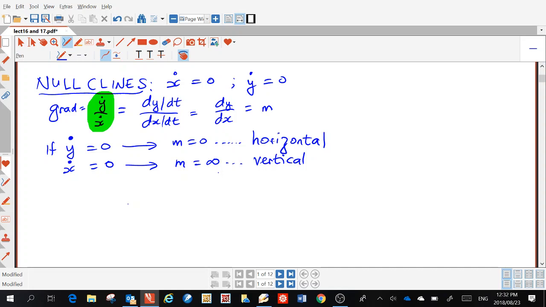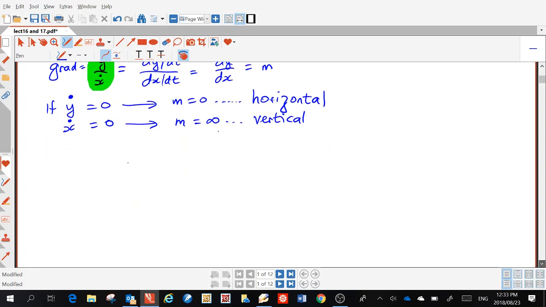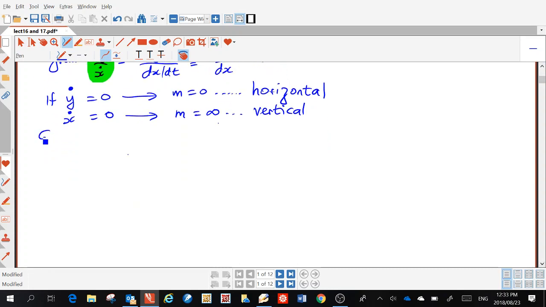We use that now to help us to draw some plots. So I'm not going to use eigenvectors anymore. I'm just going to use these guys. NULLCLINES. Let's take the same example. x dot equals 2x plus 2y. y dot equals x plus 3y.